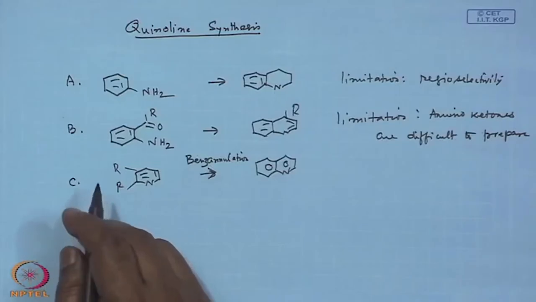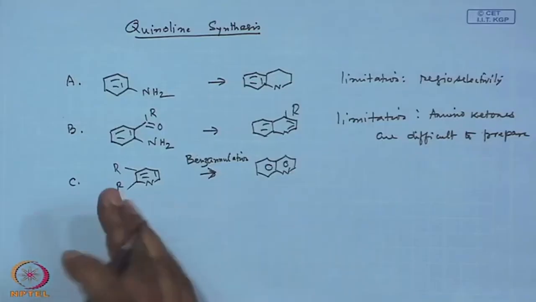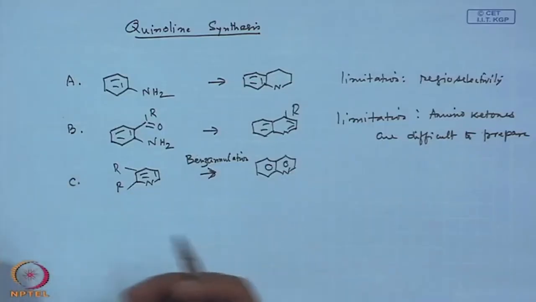And the fourth category, there are many other things. That means you can, permutation combination wise, simultaneously do intramolecular Diels-Alder reactions and construct both the rings together. But those are not the very, very popular way. Okay, the popular ones, I think many of you know.